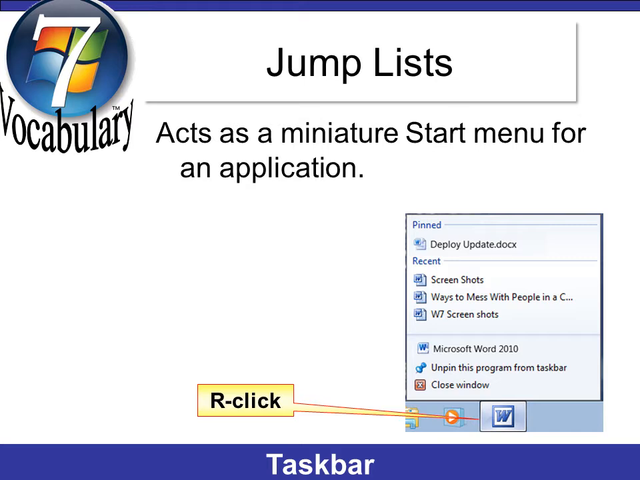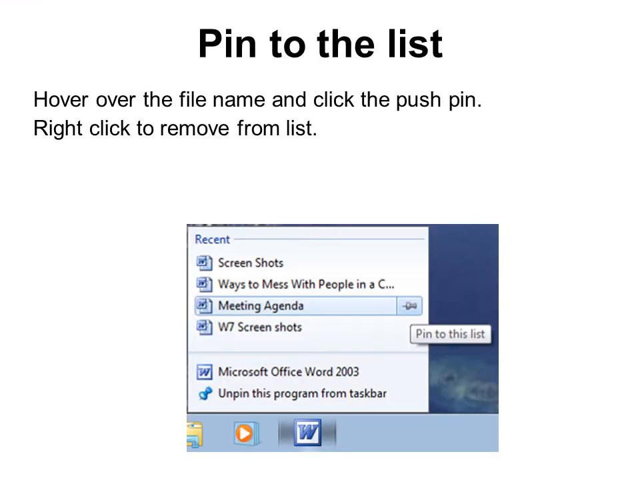Jump list. Now a jump list is when you right-click on a task icon, and you not only see the icon for the task itself, the application itself, but you can see some of your recent documents. And not only that, but you can actually pin a document to that jump list so it's always there. So recent ones are ones that you've simply had open recently, but the pinned ones are there permanently.